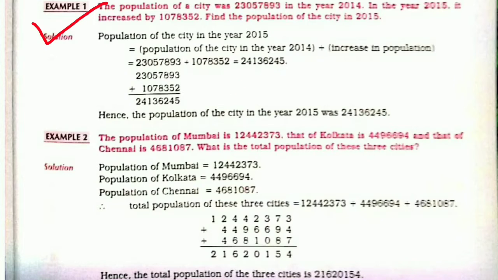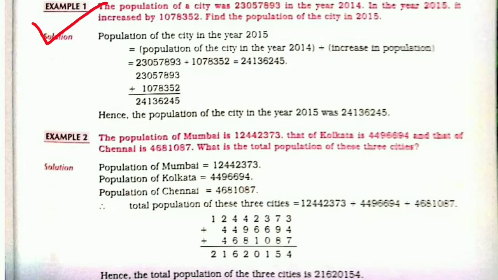Now you can see example number 2. The population of Mumbai is 1,24,42,373. That of Kolkata is 44,96,694, and that of Chennai is 46,81,087. What is the total population of these 3 cities? So what we will do, we will add all the populations of the cities, and then we will get the total population.